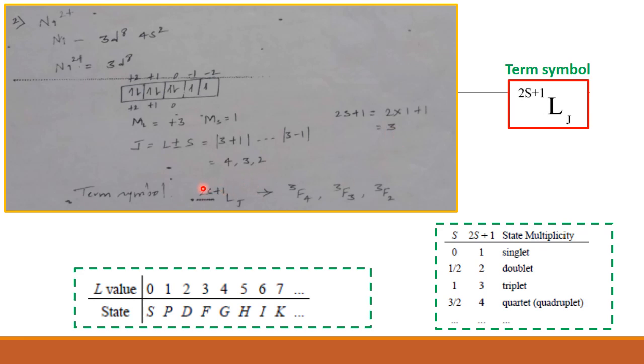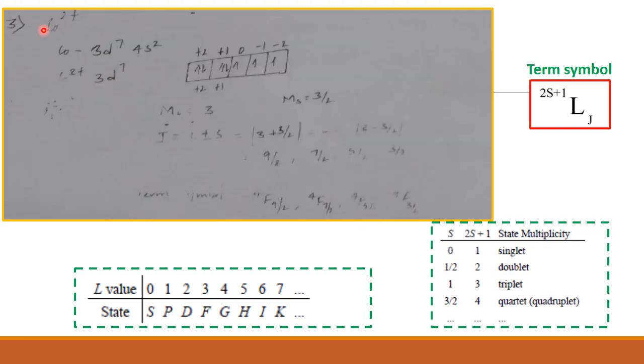So the spin multiplicity 2S plus 1 remains 3, 3 and 3. And L is equal to the ML value here, 3. As L is equal to 3, we are getting an F term here. So listen carefully: L is equal to 3, automatically you are getting an F term. So F and F remain here. And the J values are lying from 4 to 3, so 4, 3 and 2 here.